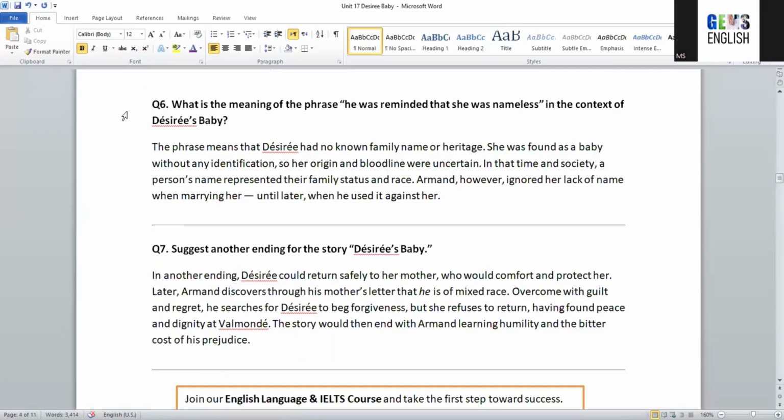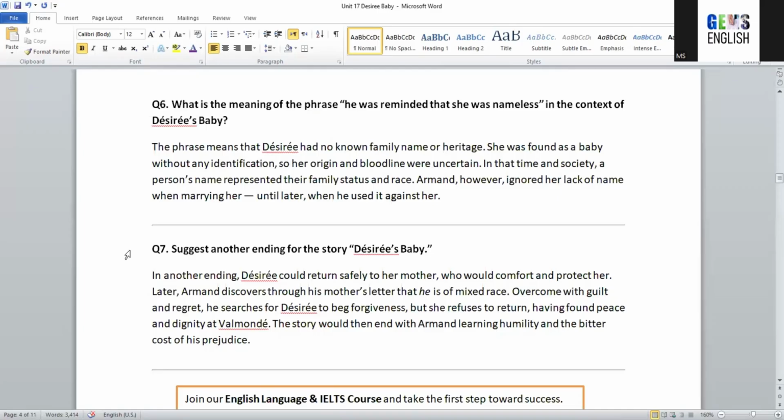Q6. What is the meaning of the phrase, "He was reminded that she was nameless," in the context of Desiree's Baby? The phrase means that Desiree had no known family name or heritage. She was found as a baby without any identification, so her origin and bloodline were uncertain. In that time and society, a person's name represented their family status and race. Armand, however, ignored her lack of name when marrying her, until later when he used it against her.